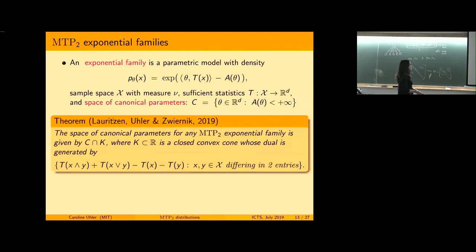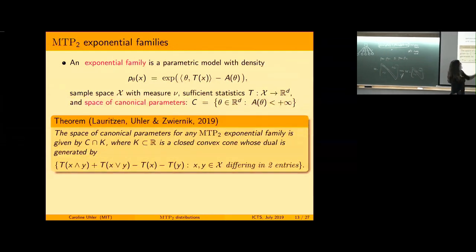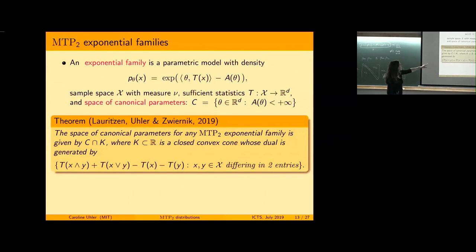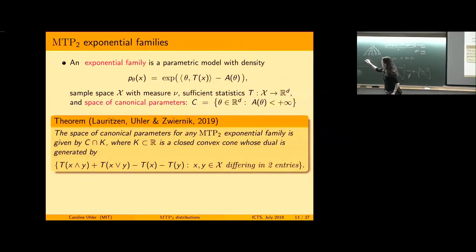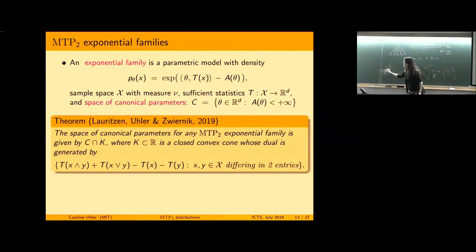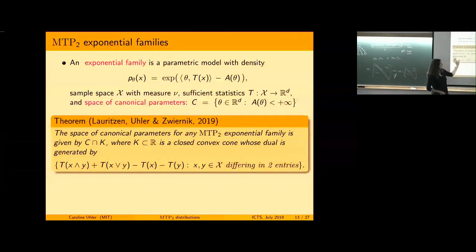Well, it's actually a very nice constraint. It's a constraint on the space of canonical parameters, so it's a constraint on these thetas. We already know it in the Gaussian and Ising case, as I said: all of the entries have to be smaller or equal to 0. So this is the constraint for Gaussians and for Ising models. And what this theorem says is that this holds generally. It's always a convex constraint.